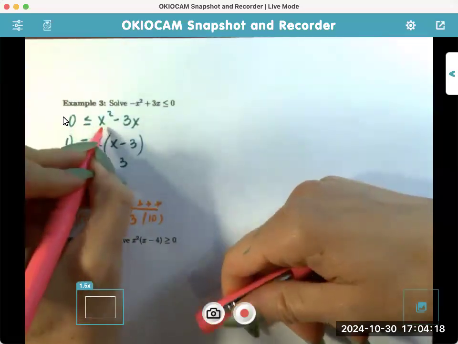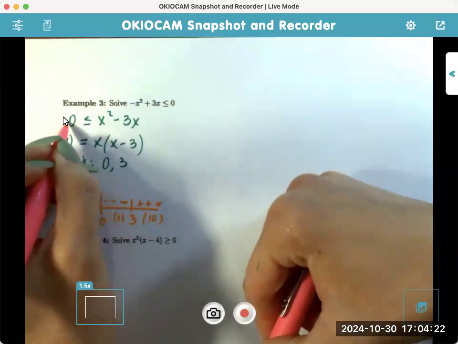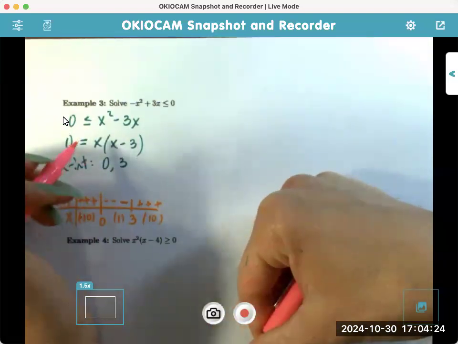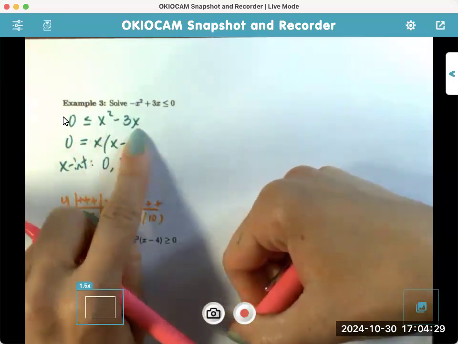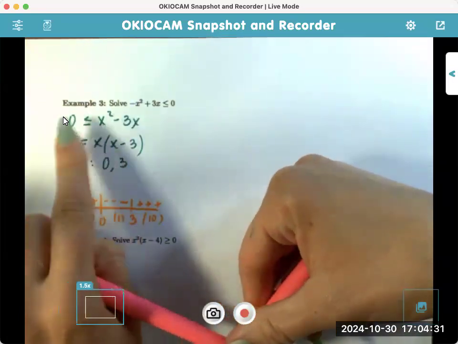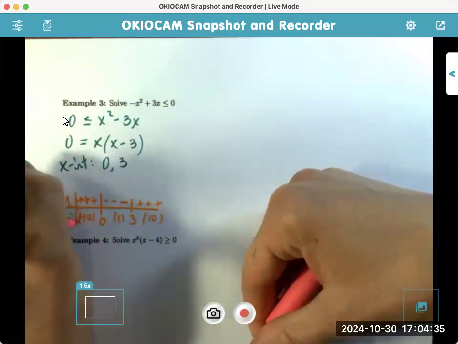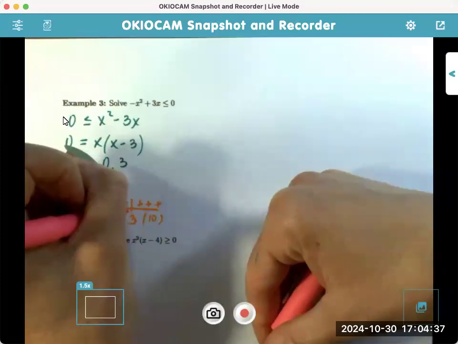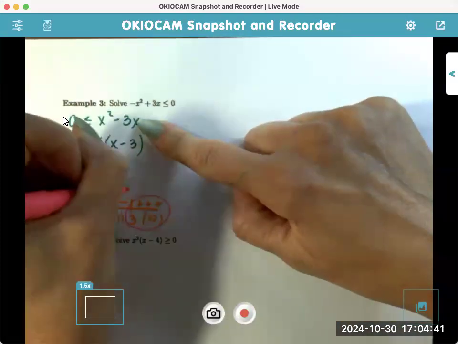Where is our value? Our value is greater than or equal to 0, so I want the positives. If the alligator is eating my function, I want my function to be greater than 0. That is here and here. I am including the zeros.